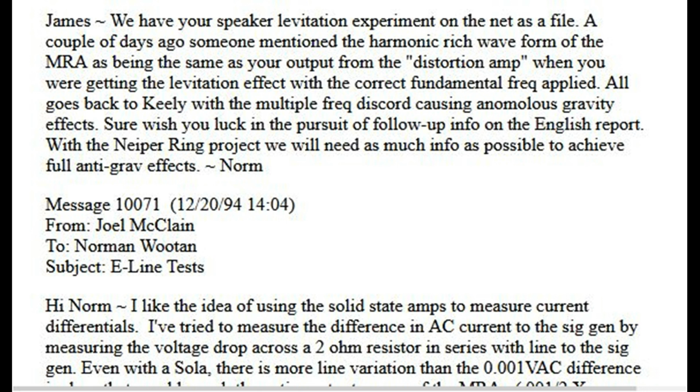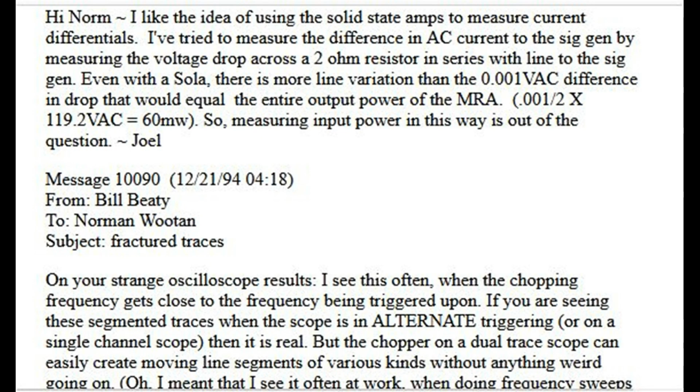Even with a SOLA, there is more line variation than the 0.001 VAC difference in drop that would equal the entire output power of the MRA. 0.001/2 times 119.2 volts alternating current equals 60 milliwatts. So, measuring input power in this way is out of the question. Joel. Message 10090, December 21st, 94, 4:18.